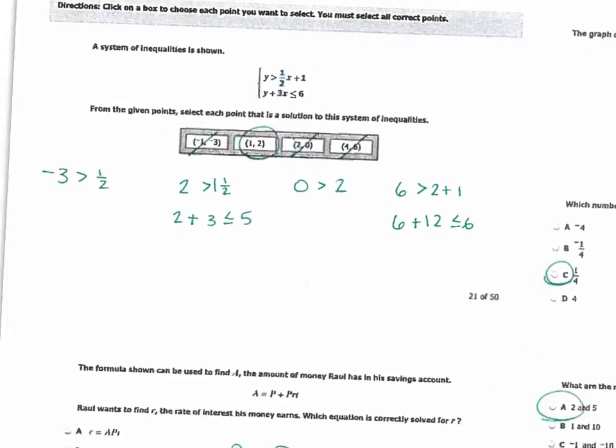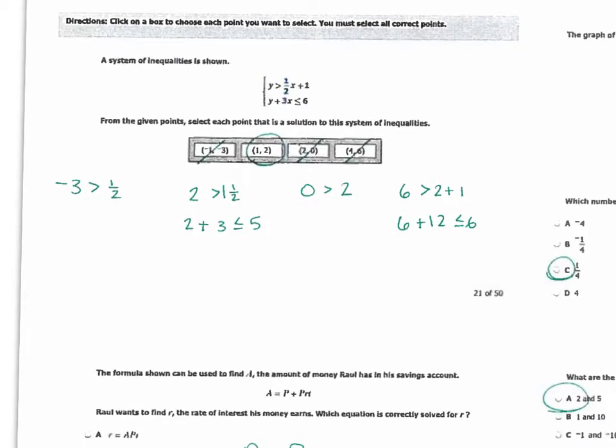If I look at number 21, identify which points are ordered pairs that are solutions to the system. I have to take each of these ordered pairs and plug them in for x and y and say yes, yes. So if I plug -3 in for y and 1 in for x, I get -3 is 1/2 plus 1. Is -3 greater than 1.5? Oh, I'm sorry, that should be a -1, so that should just be 1/2. Is -3 greater than 1/2? No, so it's definitely not that one.